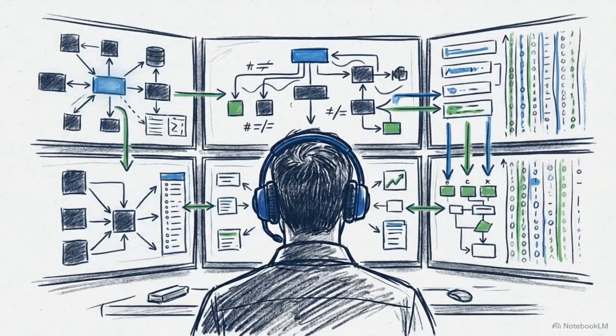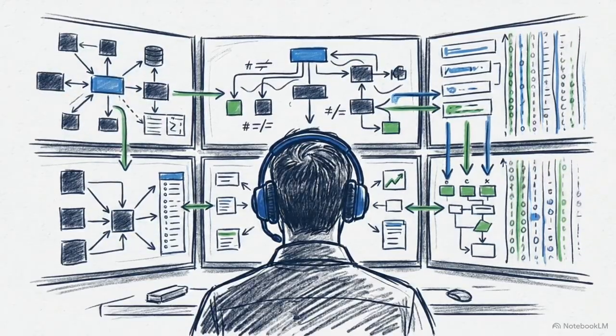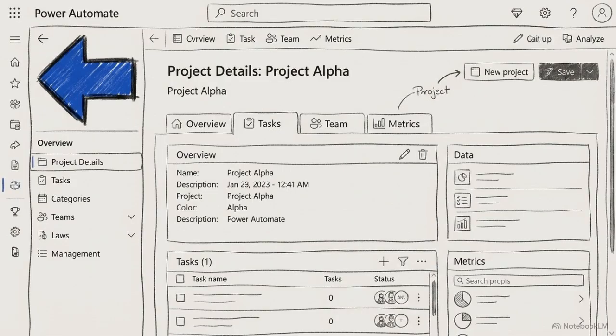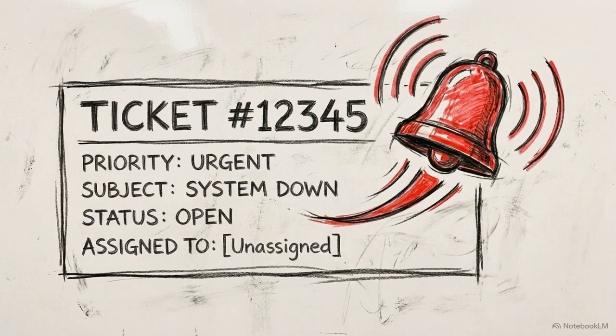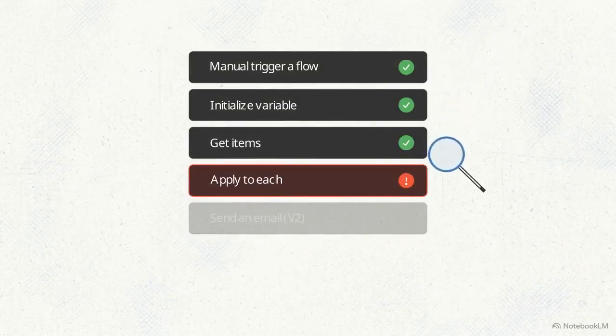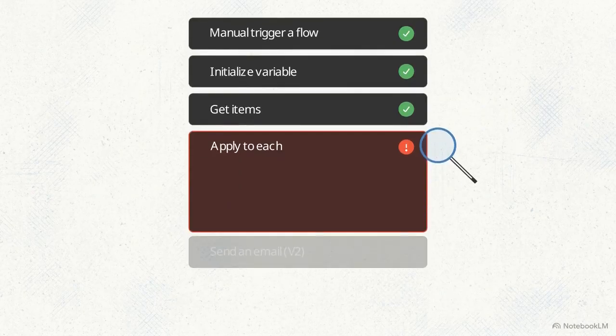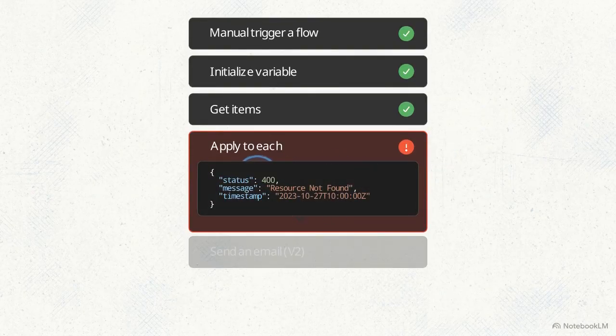Building a resilient flow is step 1, but professional developers don't just deploy a solution and walk away. They actively monitor it. Navigate back out to your flow's main details page. Locate the top menu to locate your run history and analytics dashboards. When an IT alert comes in, your troubleshooting process starts here. You click into the failed run history, locate the exact action with a red exclamation mark, and read the raw error logs to isolate the root cause.